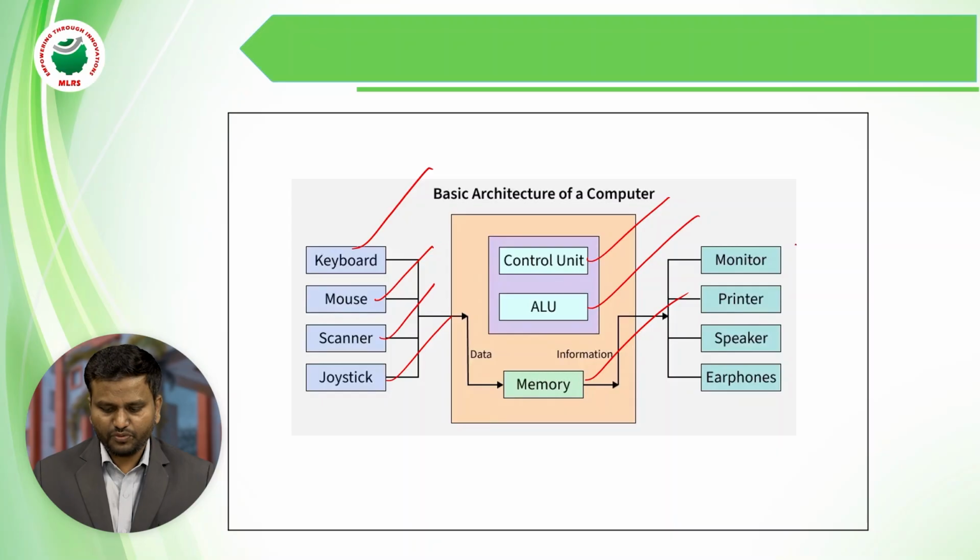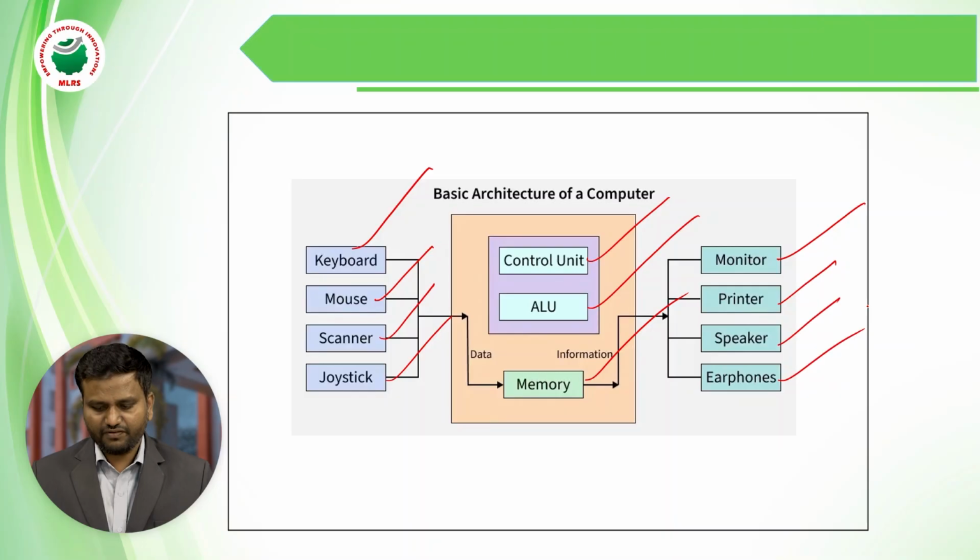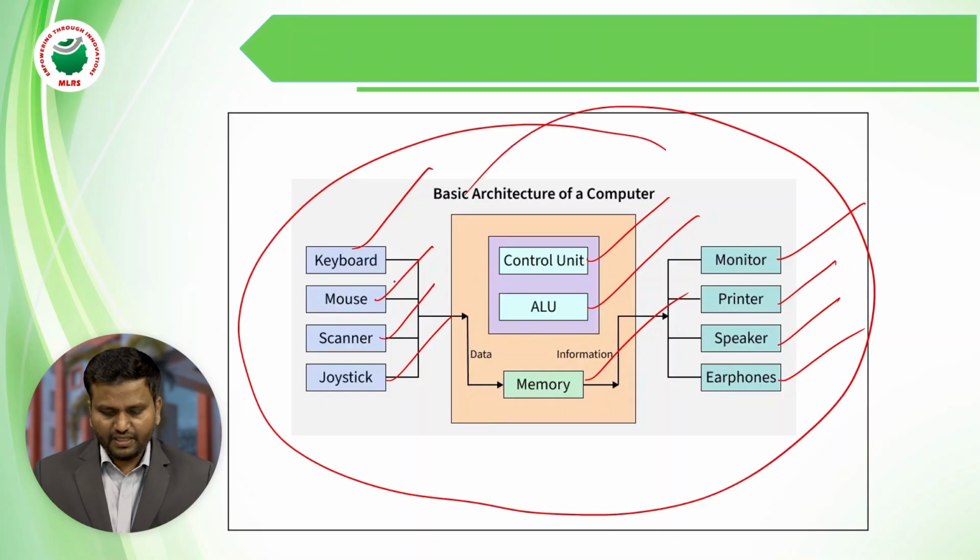The output devices are monitor, printer, speaker and earphones. Whatever input we give to the system, the output appears on the monitor. With the printer we get prints, and we get audio and video in the speaker and earphones. This is the basic architecture of the computer. The computer inside communication is done through the control unit, arithmetic logic unit and memory unit.